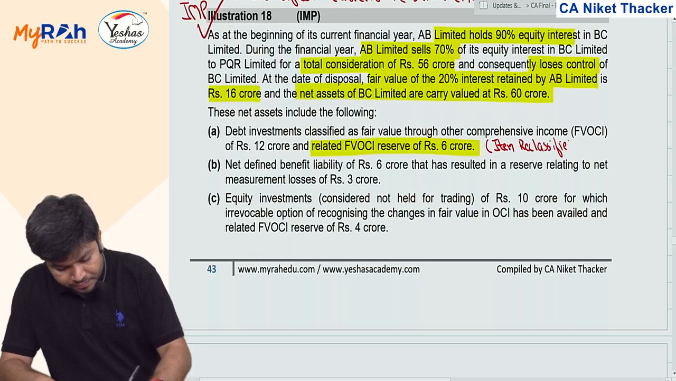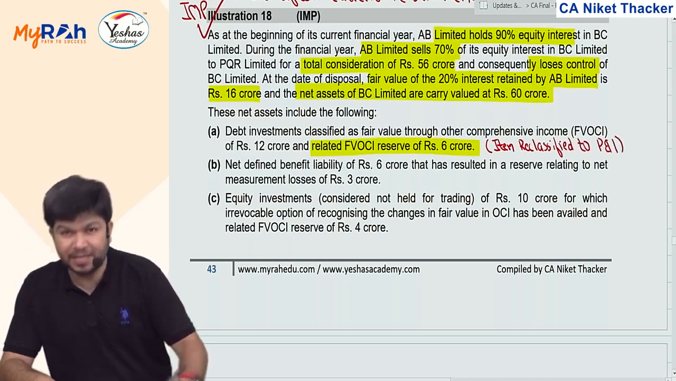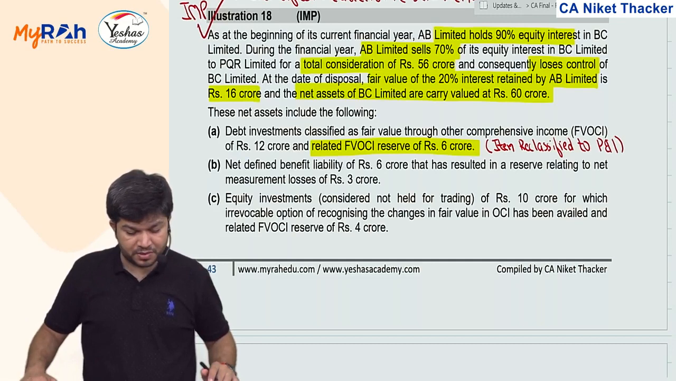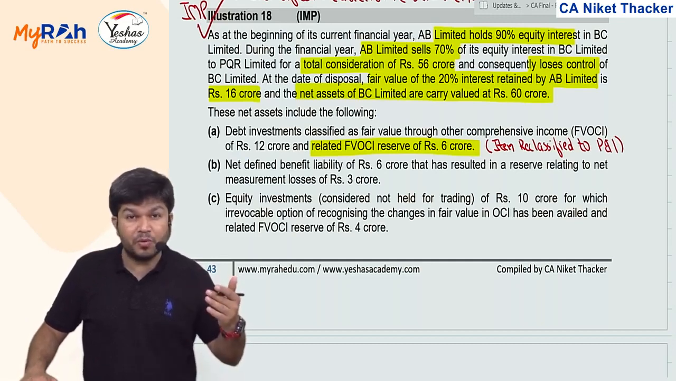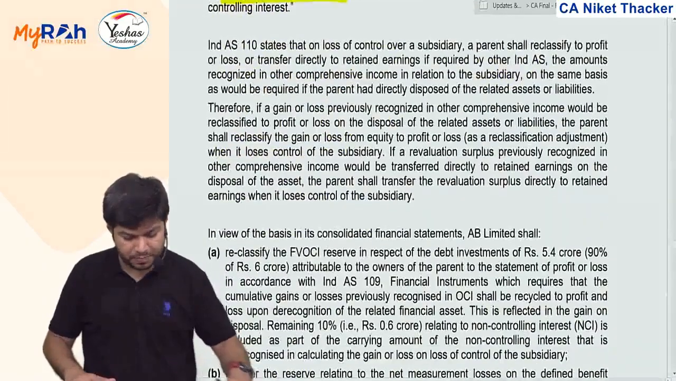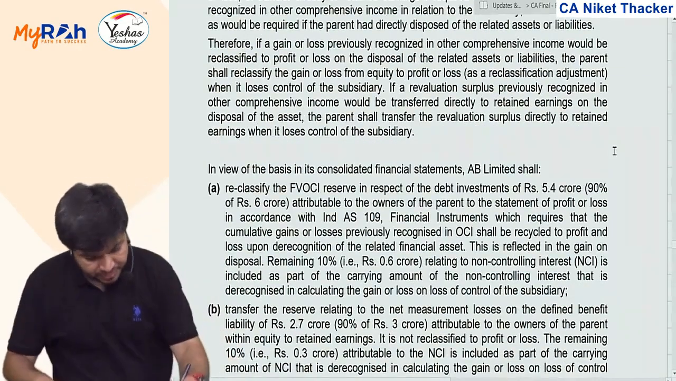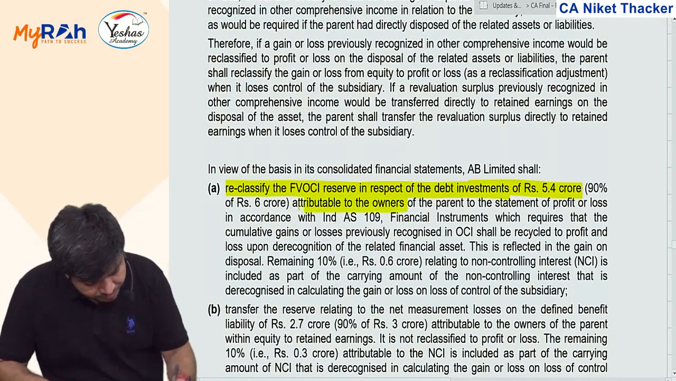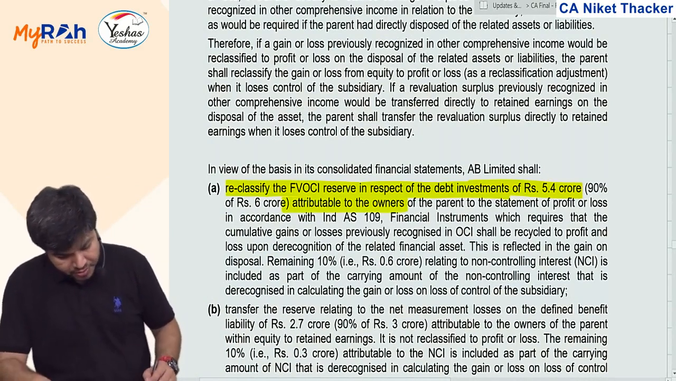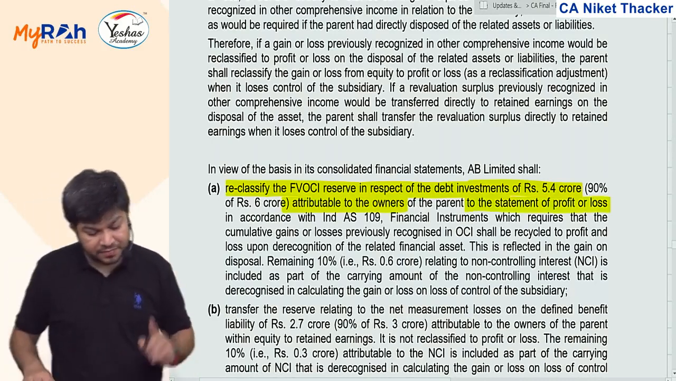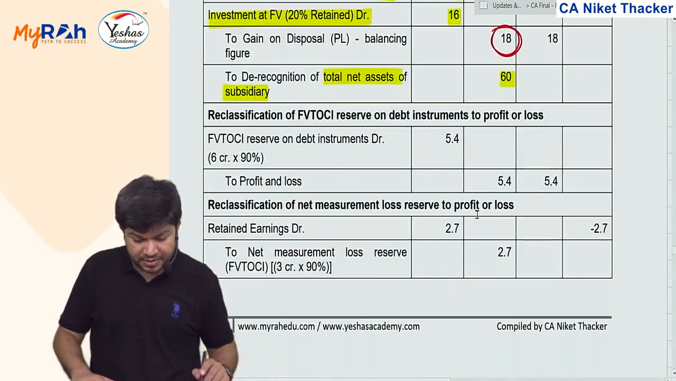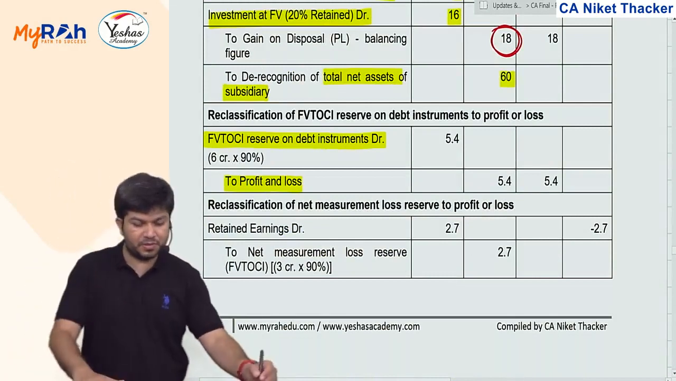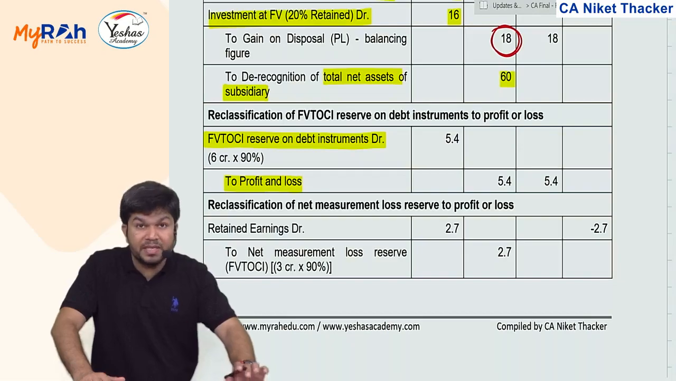Okay, so out of 6, 10% was NCI's. 5.4, that FVT OCI reserve, will now go to P&L. 5.4 goes to P&L. Check the solution. See, reclassify the FVT reserve in respect of debt of 5.4 attributable to owners to P&L. It's an item reclassified to P&L. Journal entry: FVT OCI reserve on debt instrument to P&L.